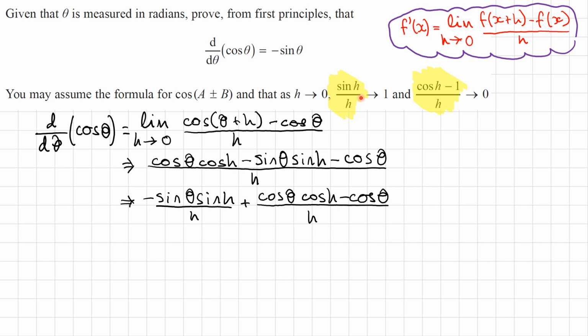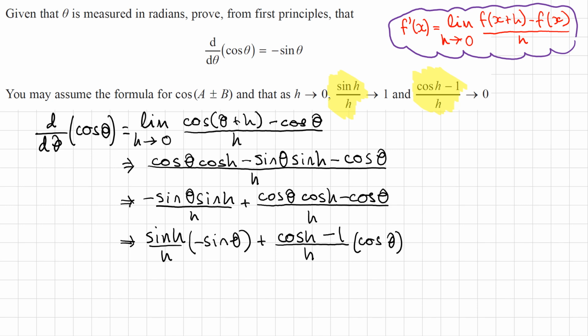I want to get this form here, so I can write the first term as sine h over h times negative sine theta, just rewriting it. So there I've got the sine h over h, that's what I wanted. And then for the second one, to get this thing here, I need to factor out cos theta and put that at the end. So I'm going to write cos h minus 1 all over h, times cos theta.